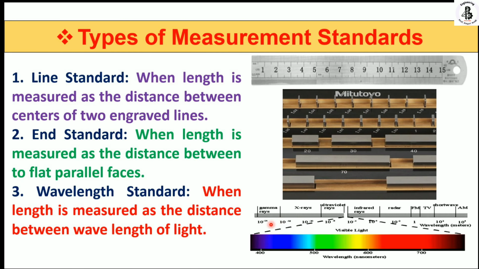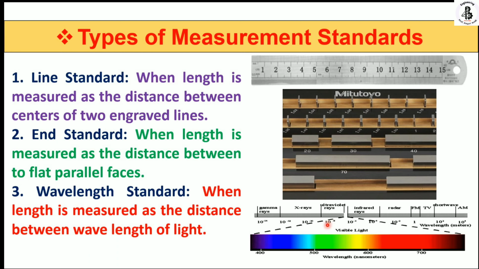So you can see the different rays: gamma rays, X-rays, ultraviolet rays, infrared, radar, FM, TV, short waves. As per the requirements of my applications, it should be measured. Basically, the standard is now defined as reproducible to an accuracy of around 1 part in 10⁹. You can see the different ranges and the different color codes.